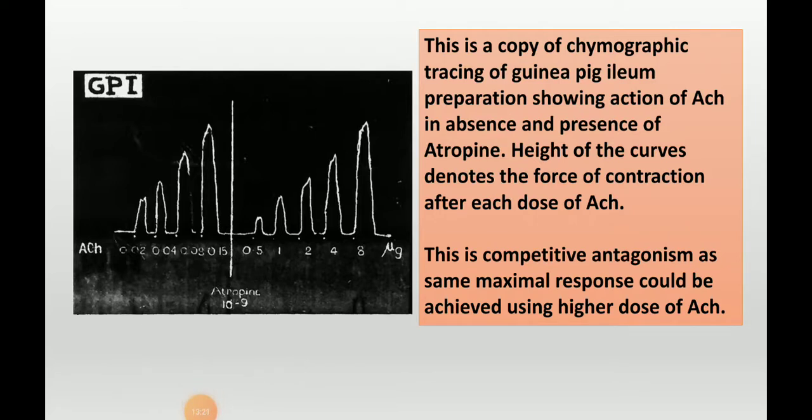This is a copy of a chymographic tracing of a guinea pig ileum preparation showing the action of acetylcholine in the absence and presence of atropine. The height of the curves denotes the force of contraction after each dose of acetylcholine. This is competitive antagonism, as the same maximal response could be achieved using a higher dose of acetylcholine. Here you see it is the guinea pig ileum where acetylcholine is given, and this kind of curve is called a graded dose response curve, which we will discuss in a few of the later videos.